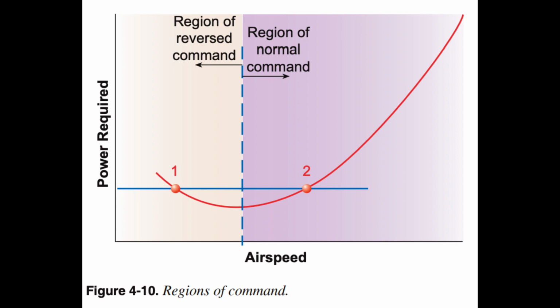Figure 4.10 shows how one power setting can yield two speeds, points 1 and 2. This is because at point 1 there is high induced drag and low parasite drag, while at point 2 there is high parasite drag and low induced drag.